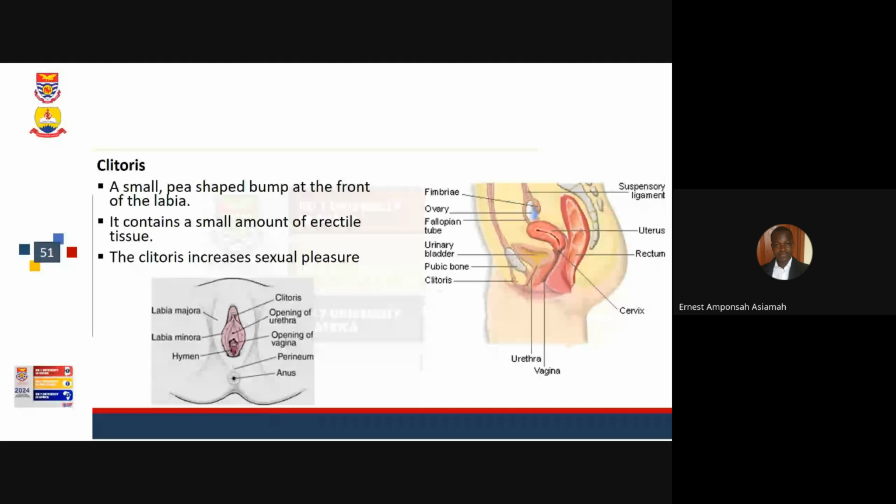If you look at this particular diagram, at the front of the vagina is the urethra. So you see the urethra. Then at the back of the urethra is the rectum. Sometimes, during unsafe abortions, the walls of the vagina can be perforated, and when it is cut through, it can also lead to the rectum.